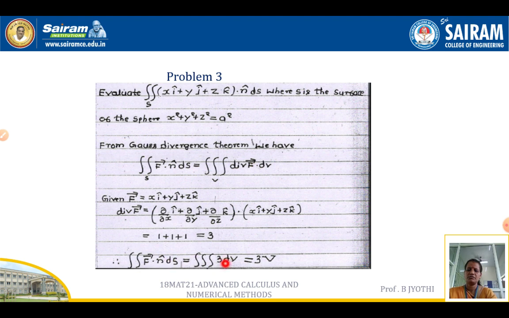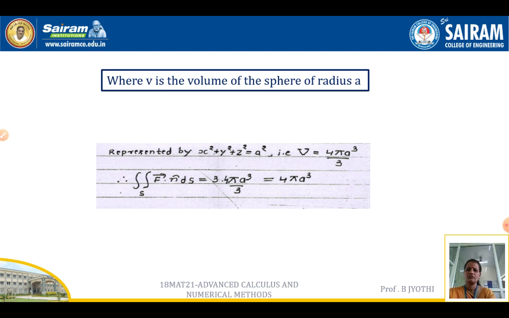And since it is a volume integral, it is equal to 3 into volume, where V is the volume of the sphere of radius a units, represented by x square plus y square plus z square equals a square. That is, V is 4 pi a cube divided by 3. Therefore, the integral of f dot n cap ds is equal to 3 into 4 pi a cube by 3. 3 and 3 cancel. We will be getting 4 pi a cube. This is the required volume.